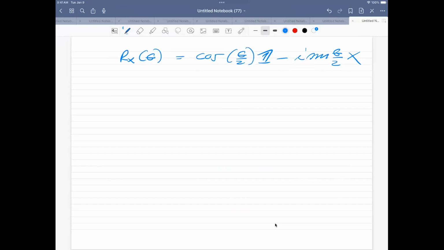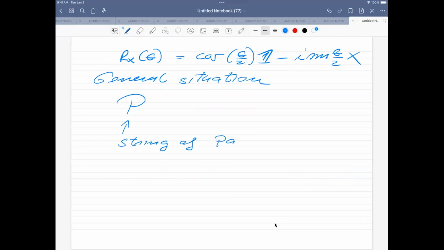So what we do then, if we now look at the more general situation when we have more qubits, is the following. We will have P, uppercase P, which is a string of Pauli matrices or the identity matrix. So this is now a string of Pauli X, Y, Z, and the identity matrix.